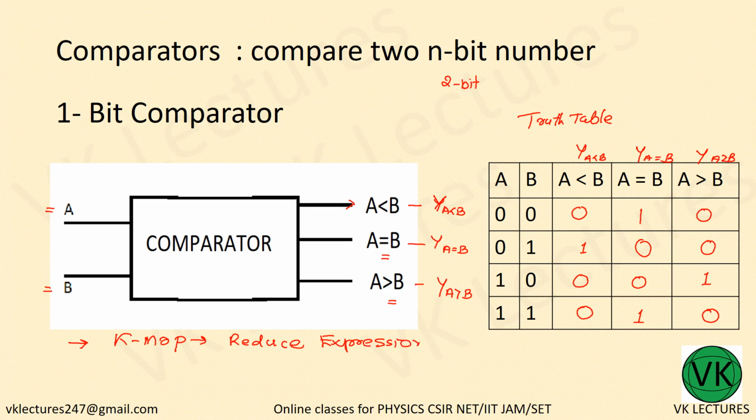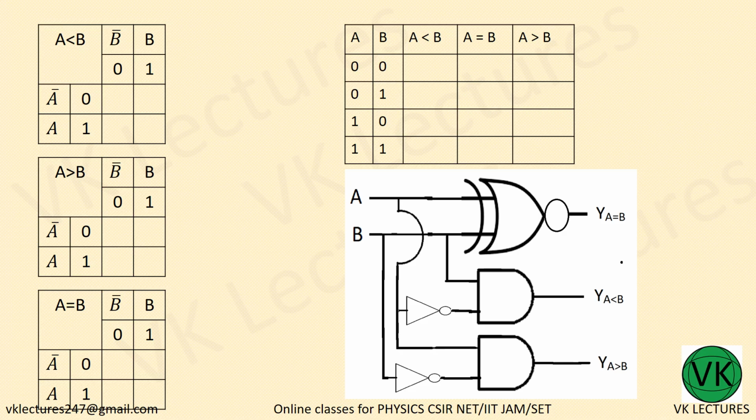K-map is for reducing the expression, and after reducing the expression, what will we do? You find the logic circuit corresponding to the different outputs. So here we have the truth table. A less than b, where is a less than b? Here a is less than b, here no, no. A equal to b in two cases, here and here, these two cases. A greater than b, only one condition, all others 0.